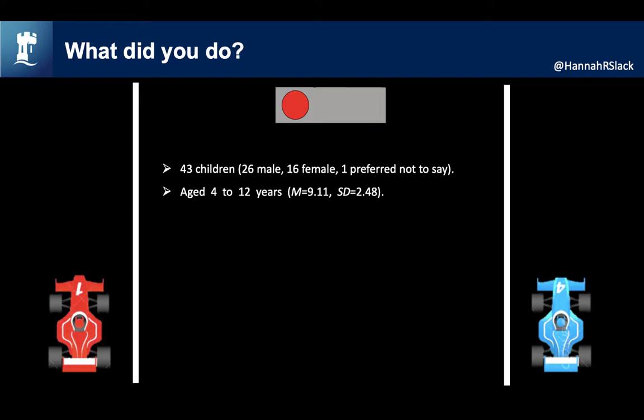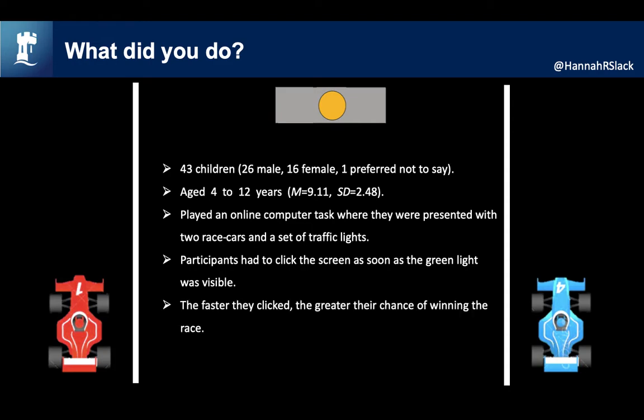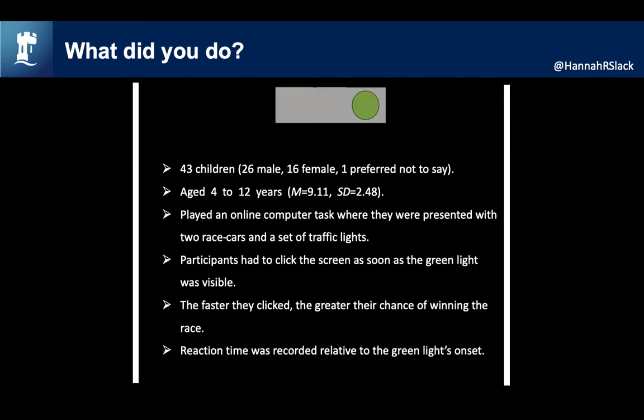So what did I do? Well, I recruited 43 children. This is 26 males, 16 females, and 1 preferred not to say, and they were aged 4 to 12 years old. They were asked to play an online computer task where they were presented with 2 race cars and a set of traffic lights. So participants had to click the screen as soon as the green light was visible, and the faster that they clicked, the greater their chance of winning the race, and their reaction time was recorded relative to the onset of the green light.